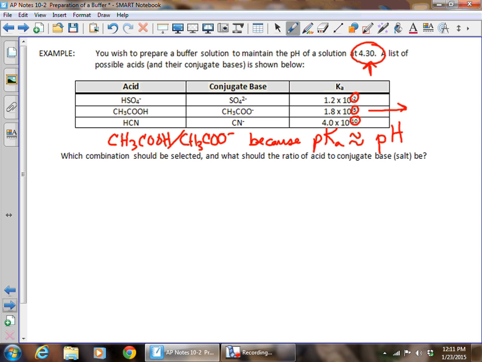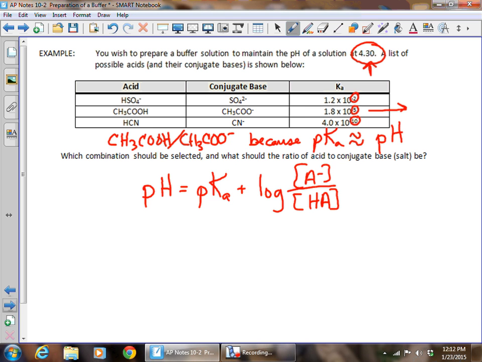Finally, after we select this, which combination is selected, what should be the ratio of acid to the conjugate base? So we're dealing with a buffer. Let's look at our equation again. pH equals pKa plus the log of the salt ion over the acid. I like to write A minus and HA. I know we're dealing with CH3COO minus and with CH3COOH. That's a whole lot quicker to write this way. So we want this to be 4.30.